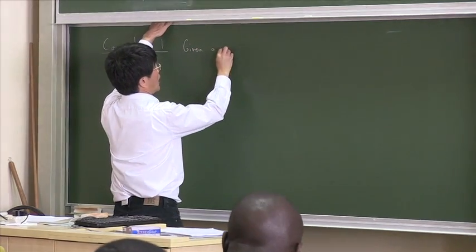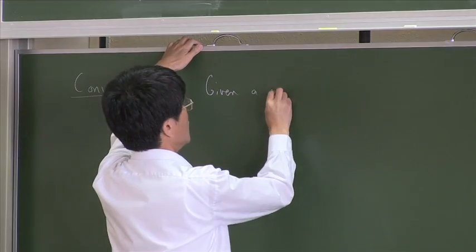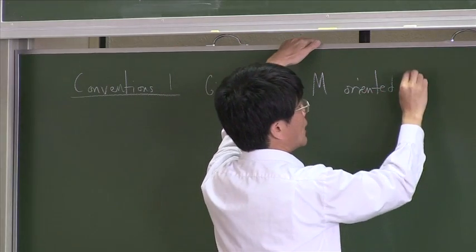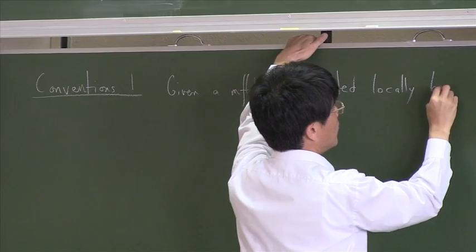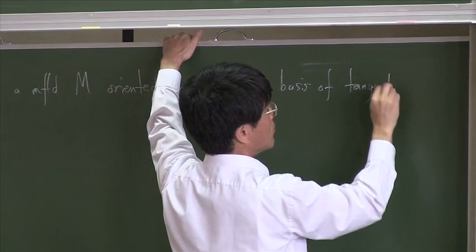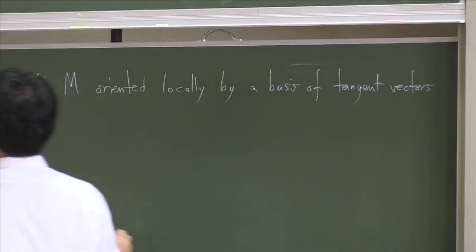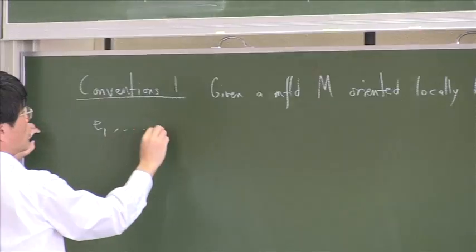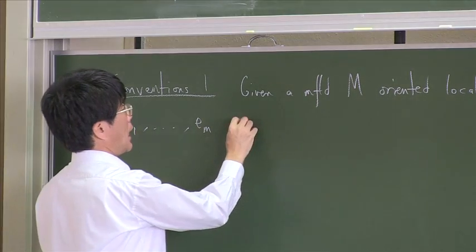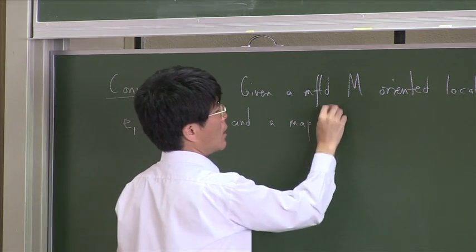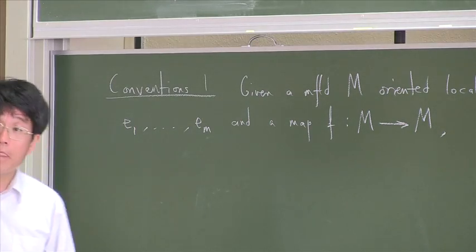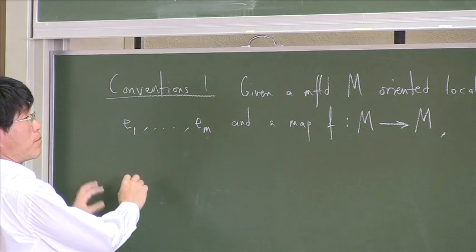We have a manifold, M, and let's say that this manifold is oriented locally by a basis of tangent vectors, call them E1 and so on through EM. So small m is the dimension of the manifold. And a map, F, which goes from M to M. There are several objects that we'd like to consider, and we want to put orientations on them.